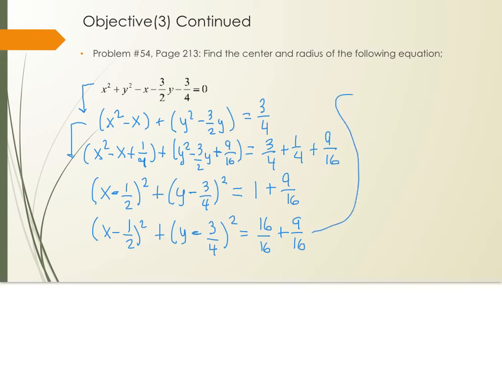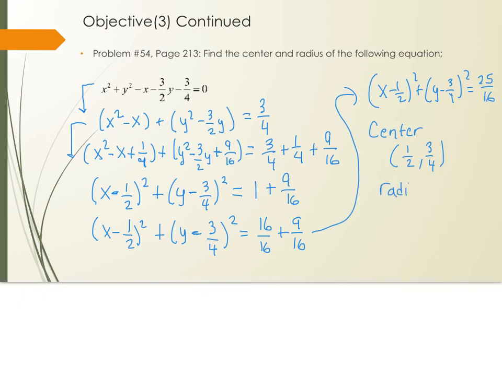Right, and so now we have (x − 1/2)² + (y − 3/4)² is equal to 25/16. So now the center is at (1/2, 3/4), and the radius is 5/4.